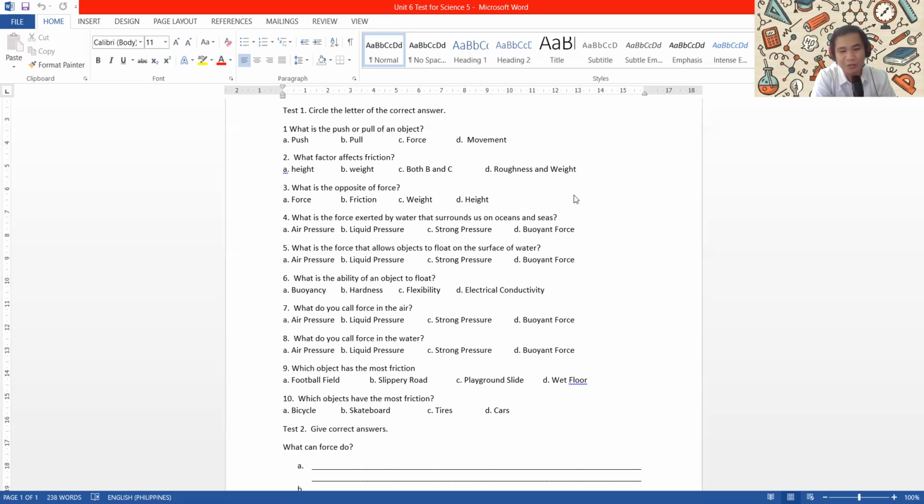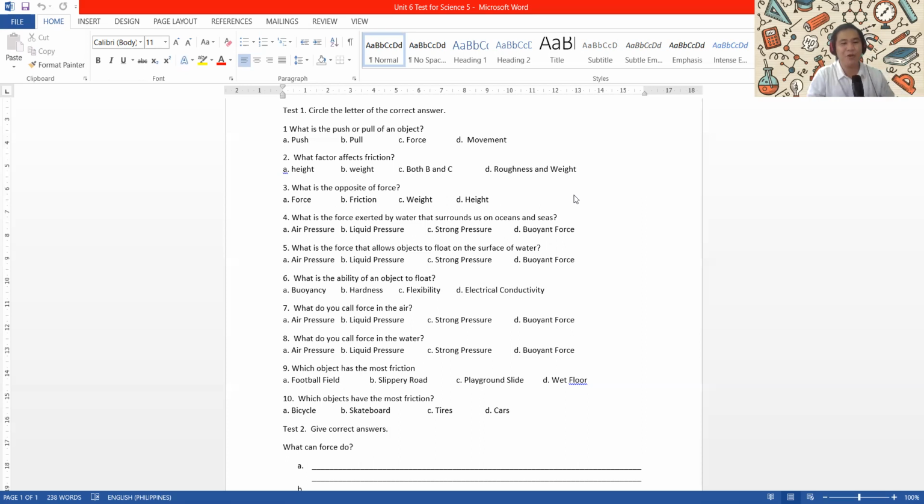Number 8, what do you call force in the water? I think I also gave this answer already. It's the same. The force in the water is the same as the force exerted by water that surrounds us on oceans and seas. So the answer is obviously the same. And what was the answer to that question? Was it air pressure, liquid pressure, strong pressure, or buoyant force? It is liquid pressure. It's letter B.